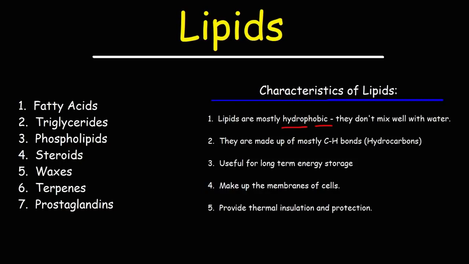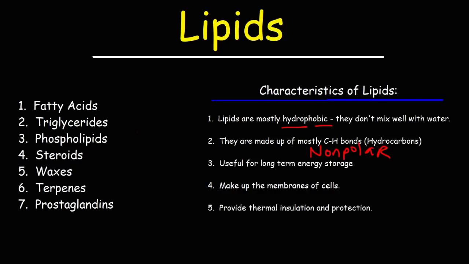Now, lipids are mostly made up of carbon-hydrogen bonds. They're hydrocarbons. Now, they may contain other elements like oxygen and sometimes nitrogen in the case of phospholipids, and phosphorus too, but for the most part, they contain mostly CH bonds, and CH bonds are nonpolar. And it's because of the CH bonds that lipids are hydrophobic, that they don't mix well with water.